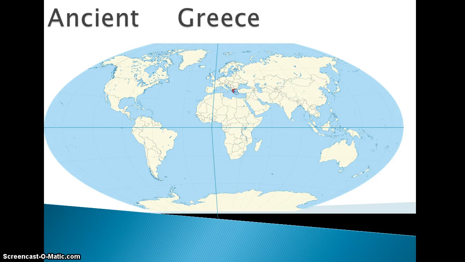Today, we will begin our study of ancient Greece. Now, ancient Greece is located in the northeastern hemisphere. You can see that it is above the equator, so it's in the northern hemisphere, and it is east of the prime meridian.